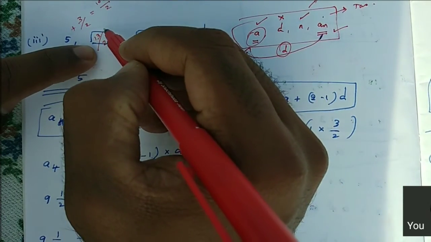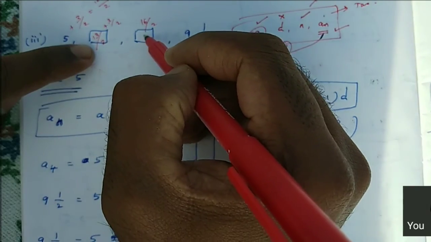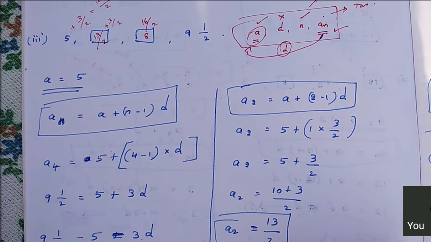Next, we add 3 by 2 again. So 16 by 2, that means 8. Right? Are you all clear or not?